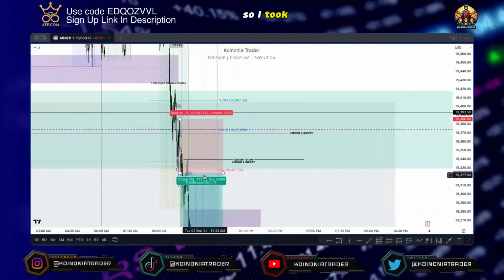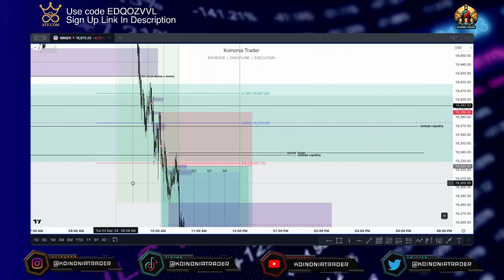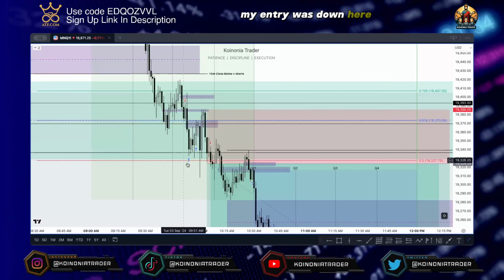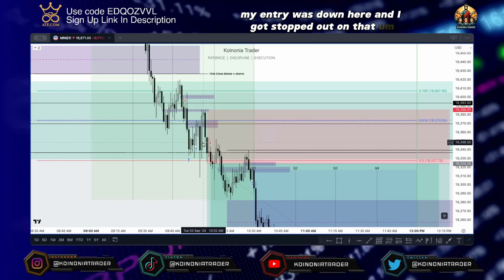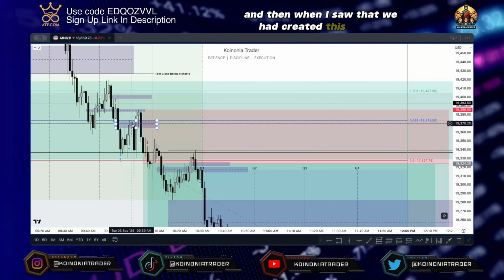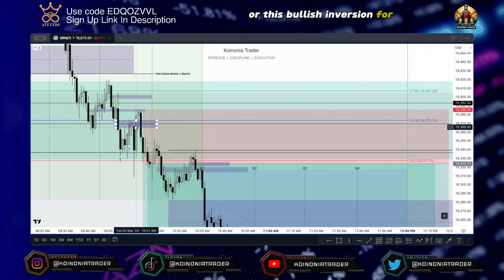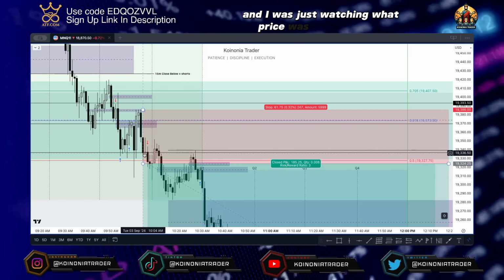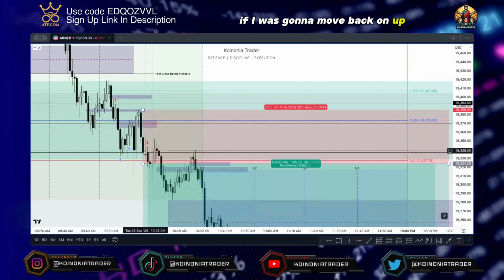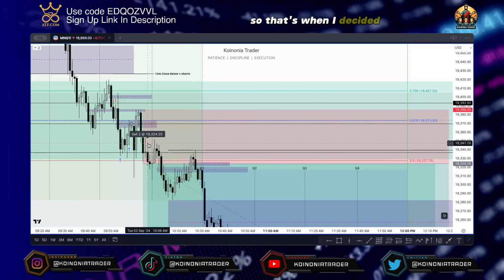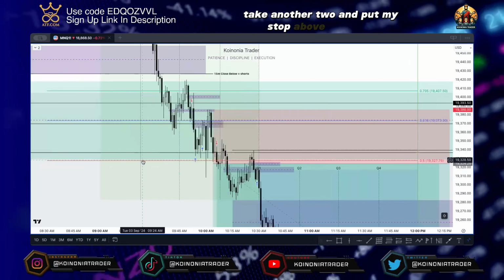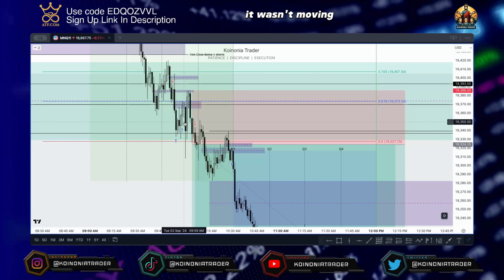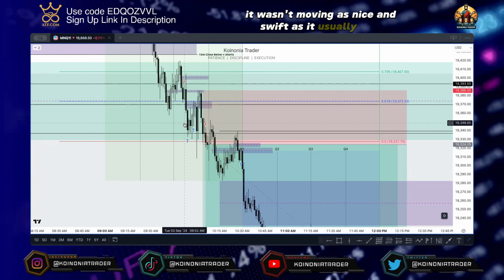So I took some of the position off right there, and I put my stop to break even, and as you can see, my entry was down here, and I got stopped out on that. And then when I saw that we had created this bullish inversion fair value gap, and again displaced through it, I was watching what price was going to do, if it was going to move back on up, but we didn't get that movement. So that's when I decided to take another 2 and put my stop above that high. Price action was a little weird to me.